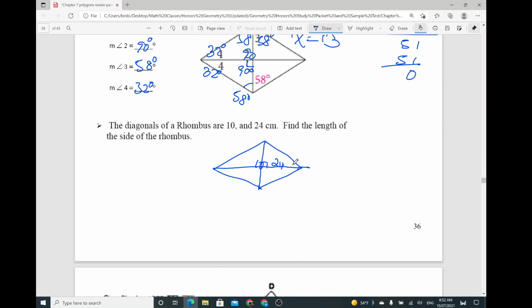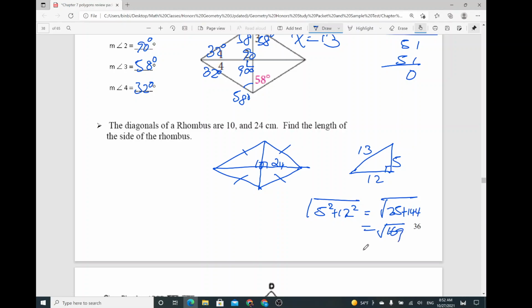So in order to find the length of the sides of the rhombus, all four sides are equal. So basically we just take out one of the triangles here. Half of 24 is 12, half of 10 is 5. So using the Pythagorean theorem, we'll get this one. Plug in the numbers: 5 squared plus 12 squared, 25 plus 144, so it's 169. The square root of 169 is 13. So the side length of the rhombus is 13.